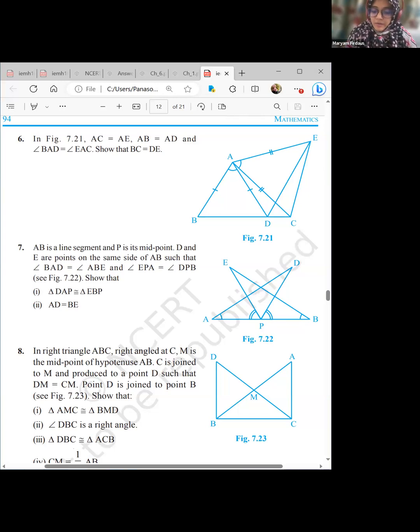So AB, which is this one, is another side. It's a different side we're talking about. So I'm going to make 2 marks. AB is equal to AD. So I'm going to make 2 marks on this as well. And one more thing they are saying is equal. What else? What else is equal?